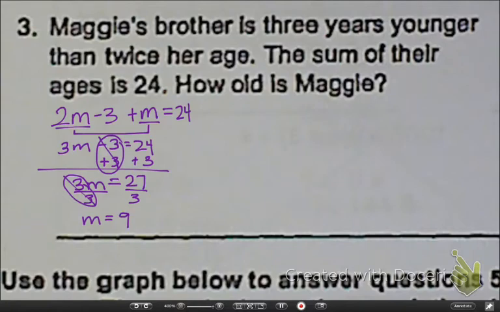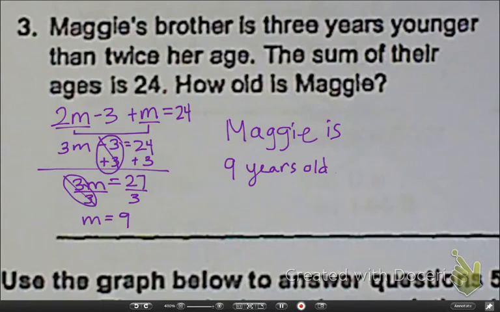Now because this is a word problem, yes, our answer is 9. But because it was asked to us in words, I want to respond in words. So instead of just saying m equals 9, I want to write a sentence back. I want to say, Maggie is 9 years old. And that will be our final answer. So whenever you're given a word problem, if they ask you in words, respond in words. So your answer should be in words as well.